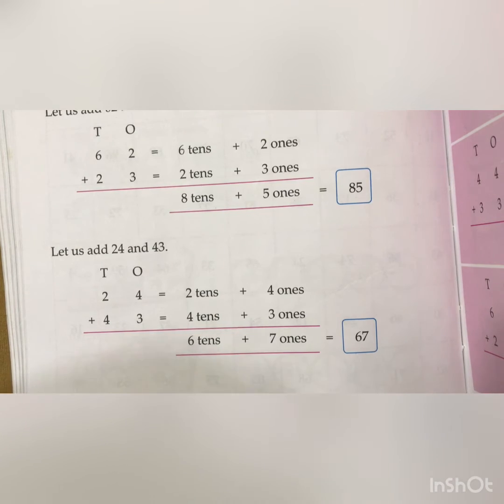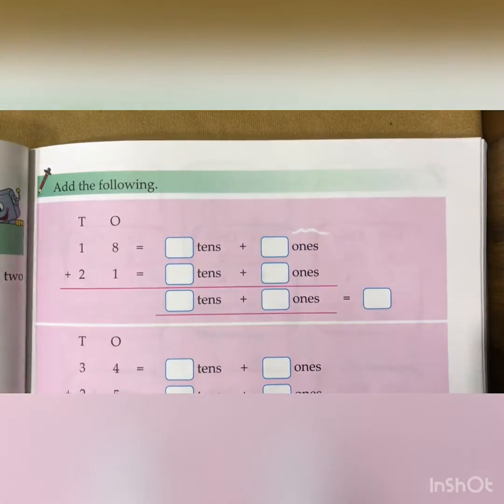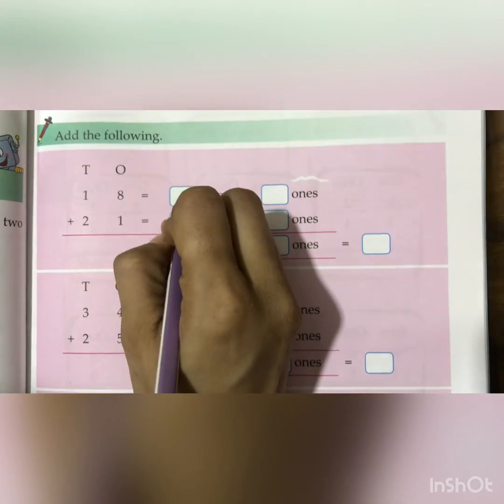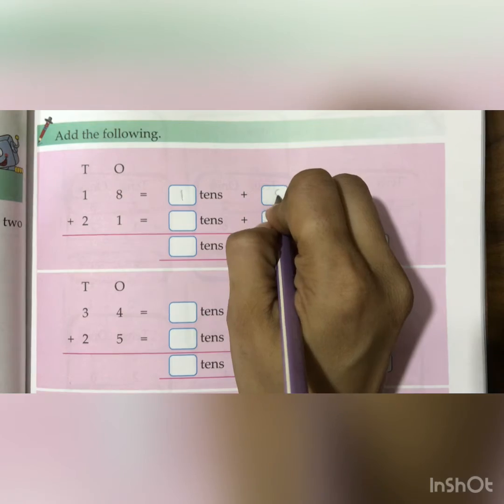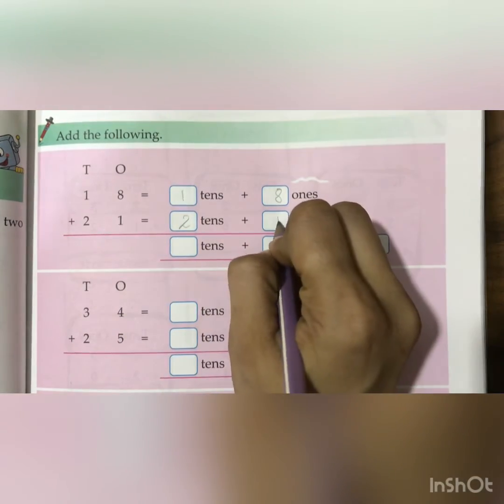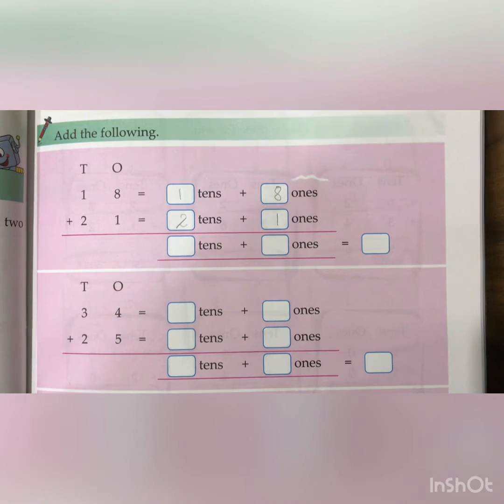Now, let's count on page number 93. Add the following. 18 plus 21. For 18, we will write, children, 1 ten plus 8 ones. And for 21, we will write 2 tens plus 1 one. Children, don't forget, first we will count ones.